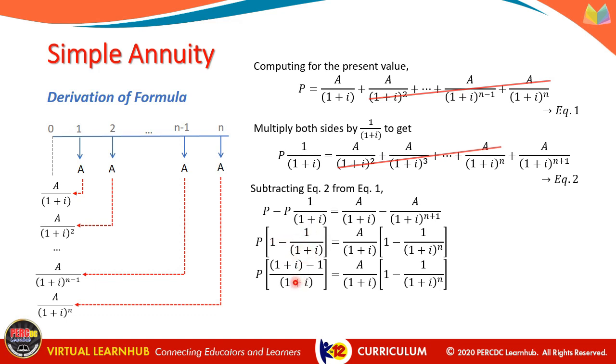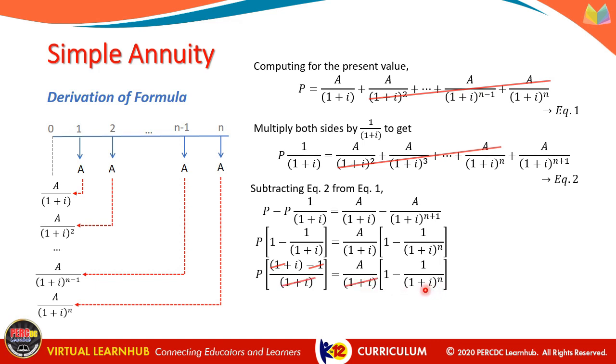Next, on the left side of the equation, this 1 minus 1 over 1 plus i can be written as (1 plus i) minus 1 over 1 plus i. If we write it this way, we can now cancel 1 and minus 1. Next, if this is already cancelled out, we can now cancel 1 plus i on the left side of the equation and 1 plus i on the right side of the equation.